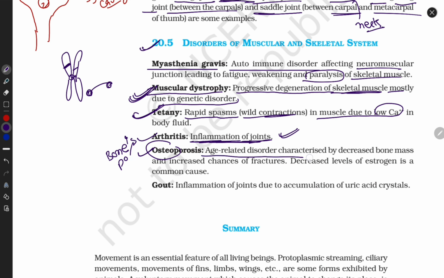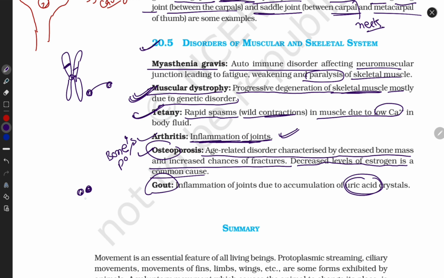This is an age-related disorder characterized by decreased bone mass and increased chance of fractures. It's very easy, guys. Decreased level of estrogen is the common cause. Gout: in gout disease, uric acid crystals deposit in our bones and muscles. They interrupt the blood flow.